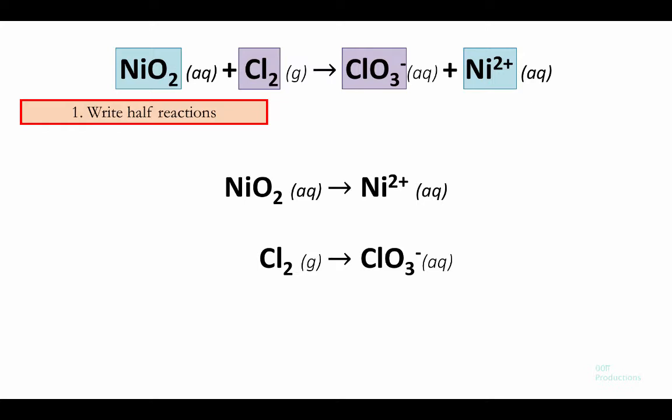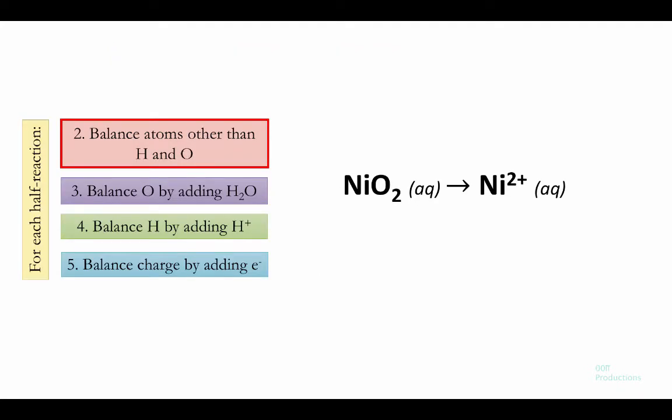A nickel half reaction and a chlorine half reaction. And once again, we don't know which one is the oxidation reaction and which is the reduction reaction. But we'll figure that out as we balance our half reactions. So let's go through and balance the half reactions. We'll start with a nickel reaction. First of all, we balance the atoms other than hydrogen and oxygen. And since this is a nickel reaction, that means we're going to be balancing the nickels. They're already balanced. Now we're going to balance the oxygen.